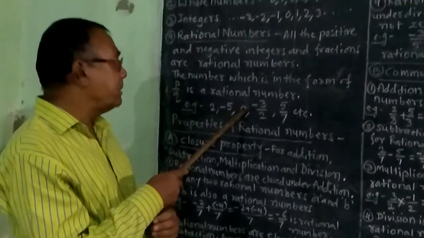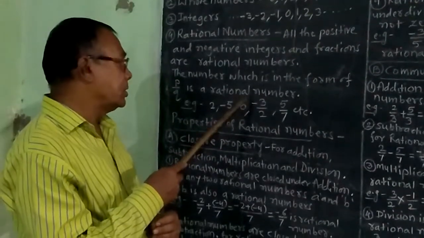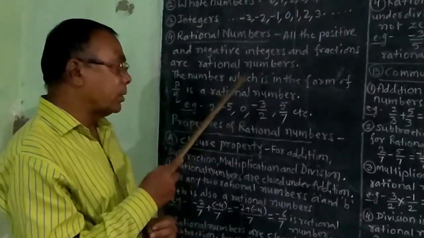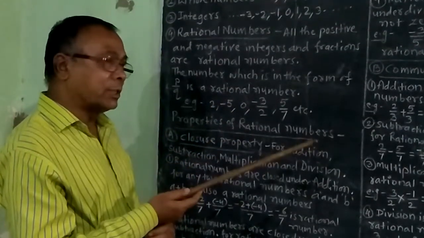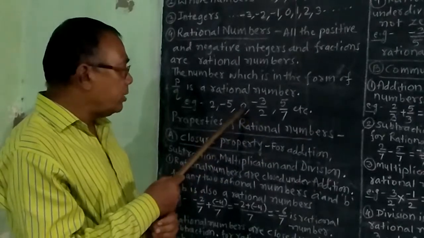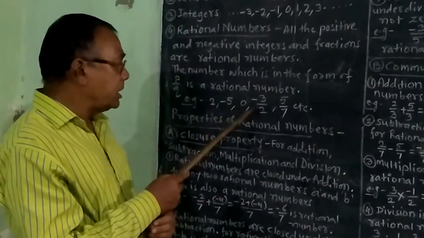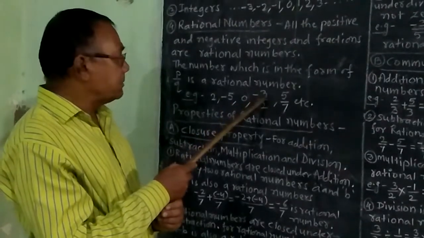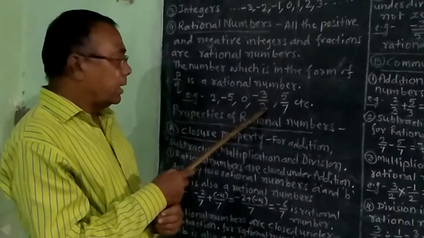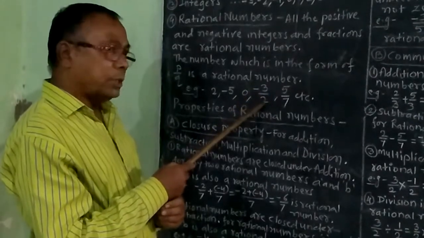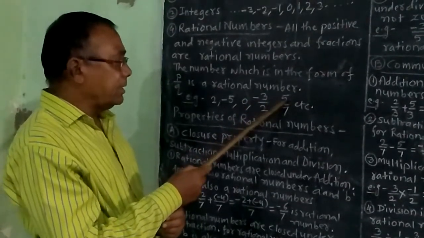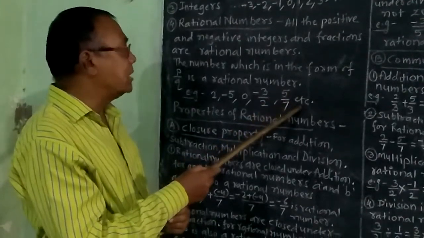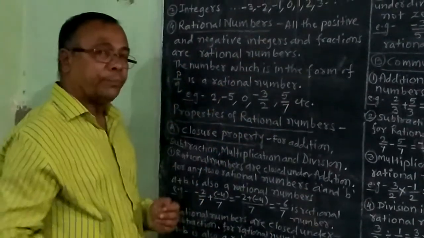Similarly 0 also can be written in the form of p upon q, that is 0 upon 1, 0 upon 2, 0 upon 11, 0 upon -7, whatever it may be, and the value of all these numbers is 0. And now here p is -3, q is 2, and -3 upon 2 is a negative fraction. Similarly here p is 5, q is 7, and therefore 5 upon 7 is also a rational number.